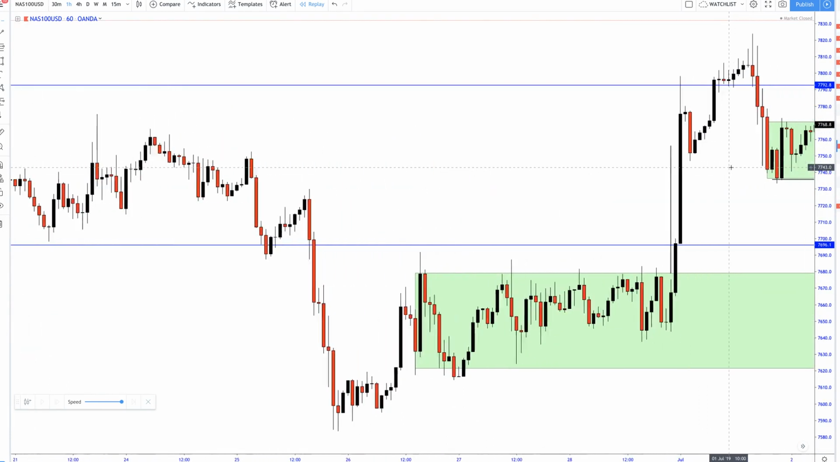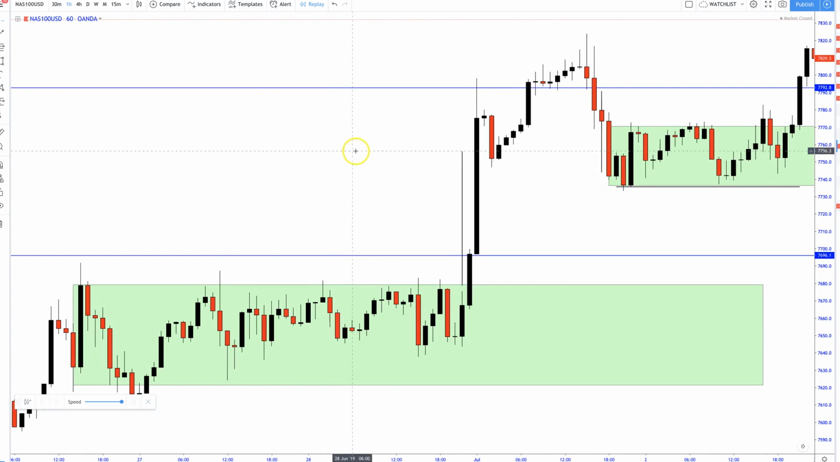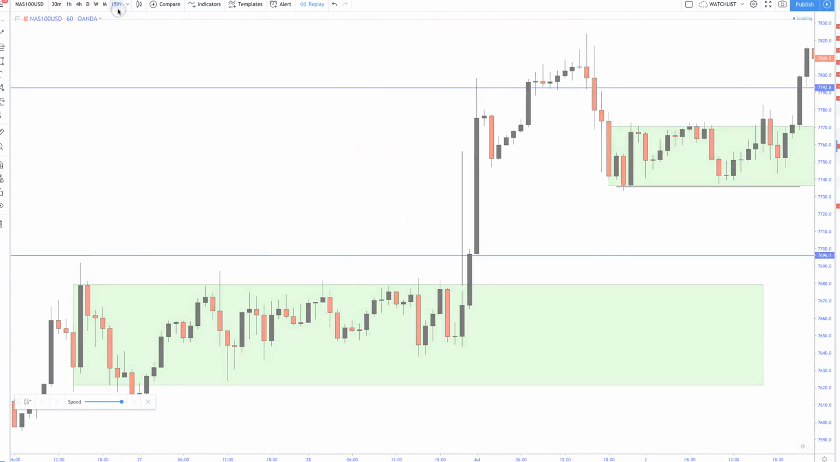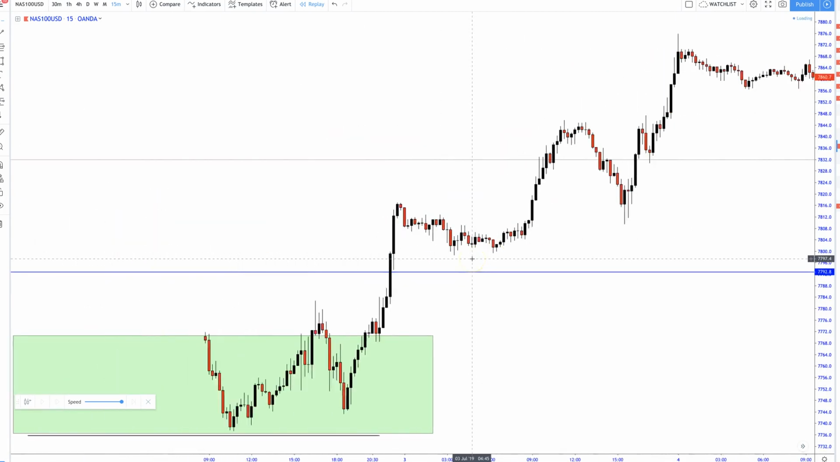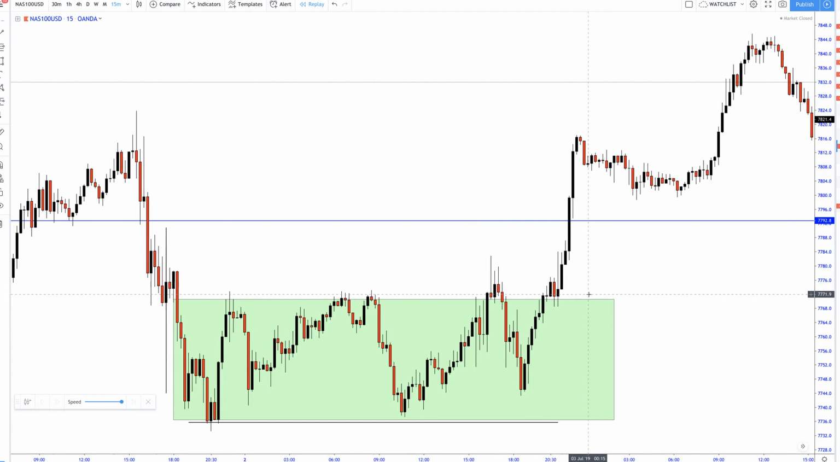This page just takes a lot of focus, guys. A lot of time looking at it. So now it breaks out. Go back to my 15-minute quickly. So your entry was over here on the retest. Why is my thing still there? Must be here. There we go. See, look at that.